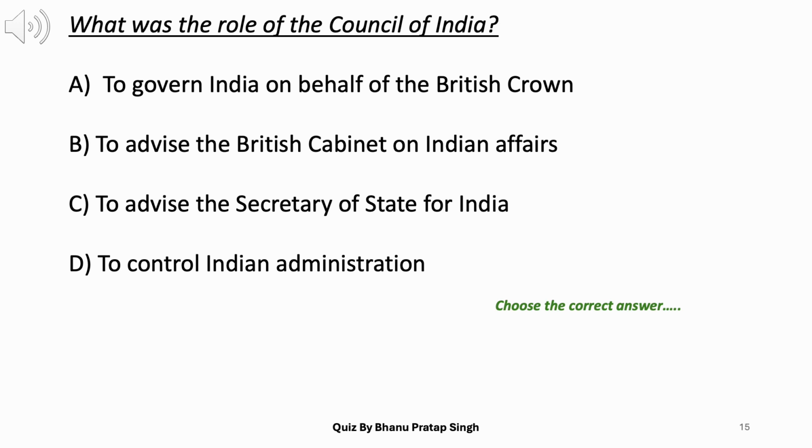15. What was the role of the Council of India? A. To govern India on behalf of the British Crown. B. To advise the British Cabinet on Indian affairs. C. To advise the Secretary of State for India. D. To control Indian administration.